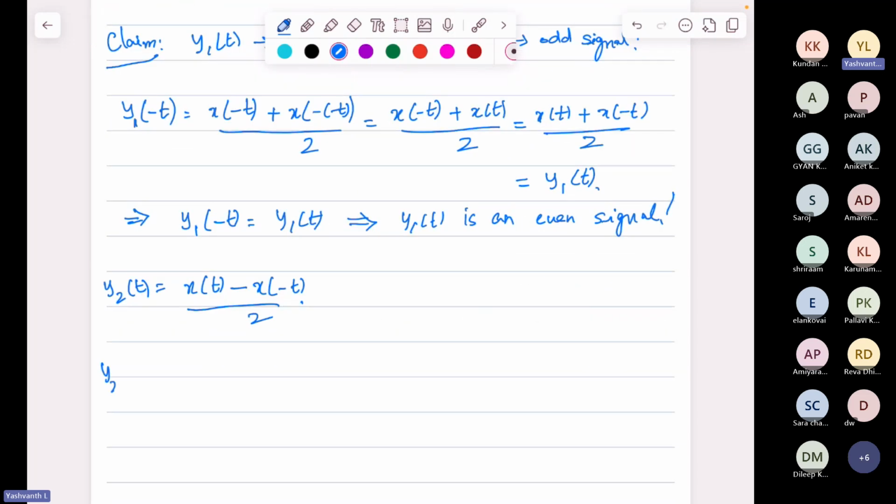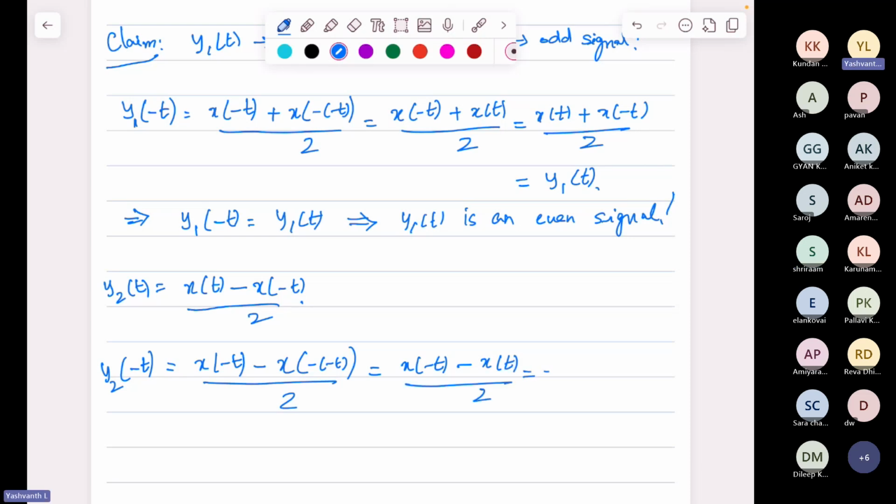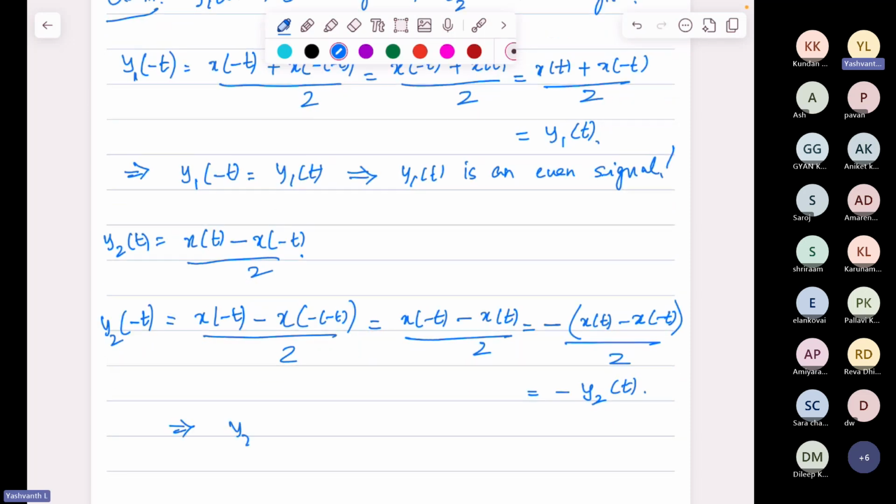So let me consider y2 of minus t. What is y2 of minus t? x of minus t minus x of t by 2. Take minus common, it becomes x of t minus x of minus t by 2, or this is minus y2 of t. Is it clear? Yes, sir. So what does it mean? This means that y2 of t is an odd signal. Done. That's all. This is over.